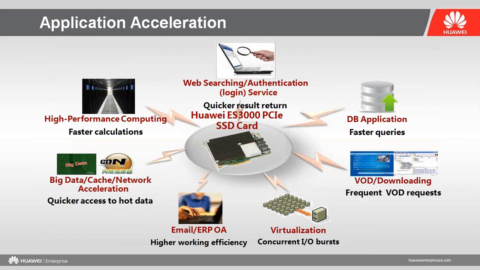So what do you need application acceleration for? I'm probably telling you all things that you know but may not think about every day. Web searching and authentication can be faster if it doesn't have to go out to spinning disk to read the credentials to authenticate the user. High performance compute means faster calculations, big data caching, network access to hot data, those sub-millisecond times that we need to achieve to get that data to the processor.